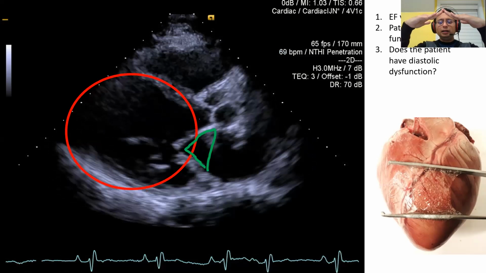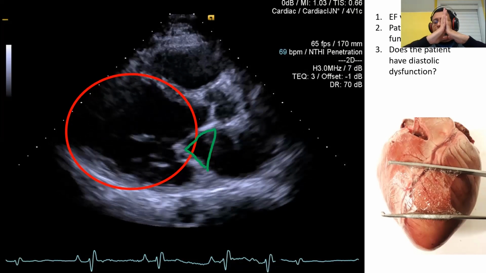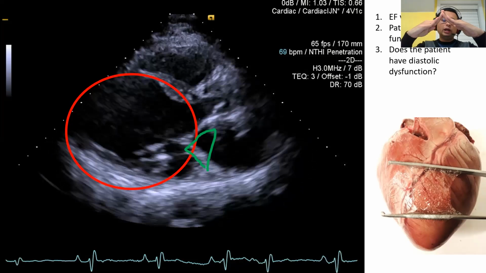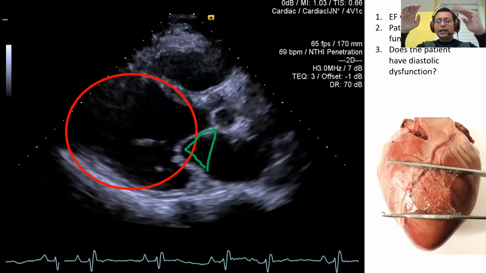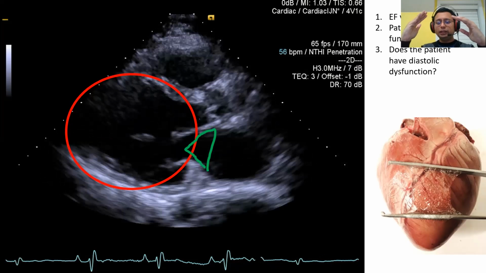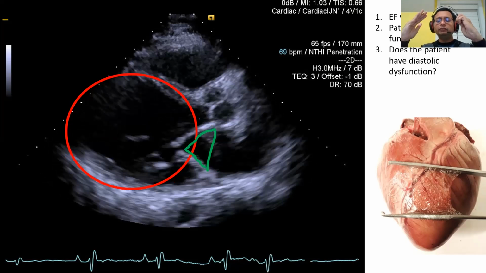When it closed like this, it has a lot of coaptation area. When it is tethered, it has very little coaptation area. Therefore, you have mitral regurgitation. Furthermore, imagine that this hand here is the posterior mitral valve leaflet, and this hand here is the anterior mitral valve leaflet. The posterior mitral valve leaflet is always shorter than the anterior mitral valve leaflet.